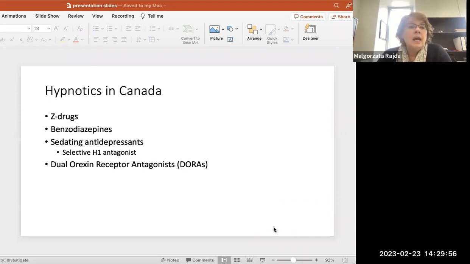In Canada, we have Z drugs, we have benzodiazepines, we also use sedating antidepressants, and more recently we have the DORAs, so dual orexin receptor antagonists.